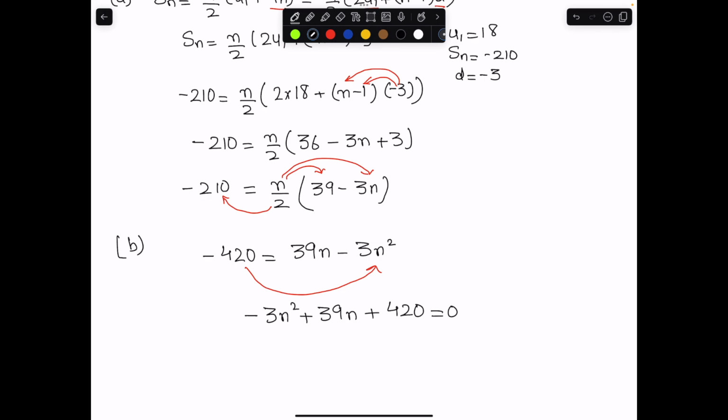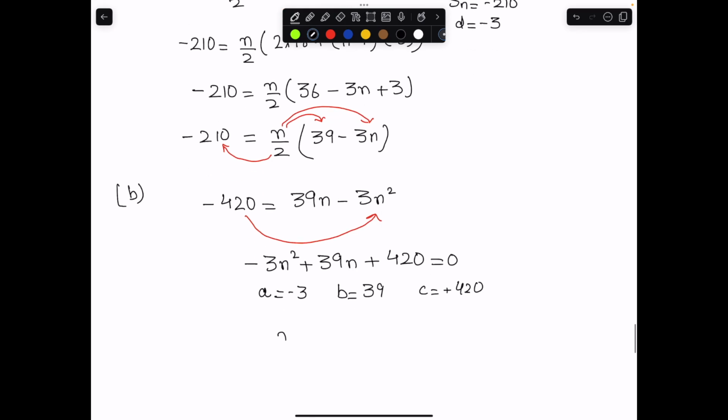Now this can also be solved using a calculator and the quadratic formula, where my coefficients are: this is your a coefficient, which is negative 3. Your b is 39, and your c is positive 420. By substituting it, you would see that you will get two values of n. n1 equals 20 and n2 equals negative 7.